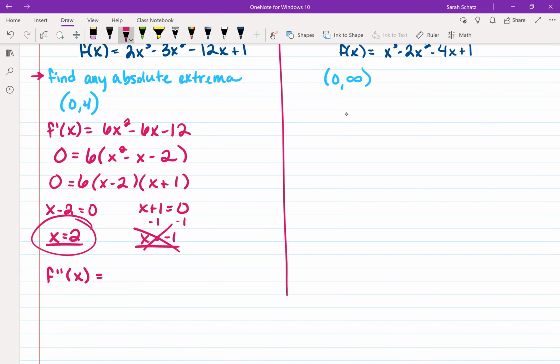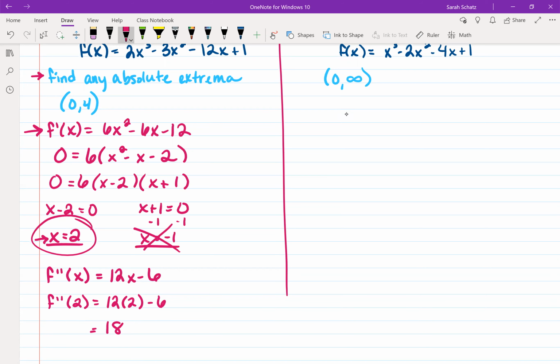So I'm going to go ahead and find the second derivative. Remember, you just take the first one and take the derivative of that. So I end up with 12x minus 6. Take your critical point in question and put it into the second derivative. So you're going to do second derivative at 2. So that's 12 times 2 minus 6. 24 minus 6 is 18. So I found my value.